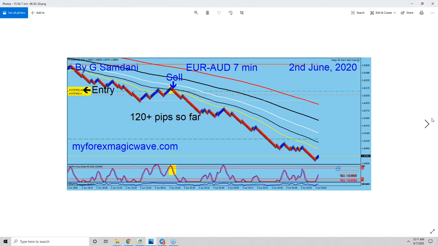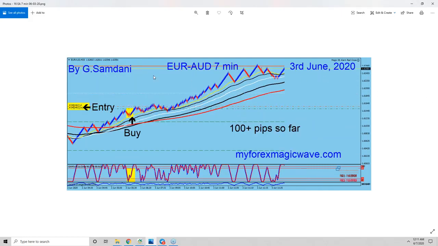Euro Aussie on the second. On the 3rd June, Euro Aussie going up again. And here's the beautiful entry. Indicators all the way down. Price is above the wave. Yellow is above the black.